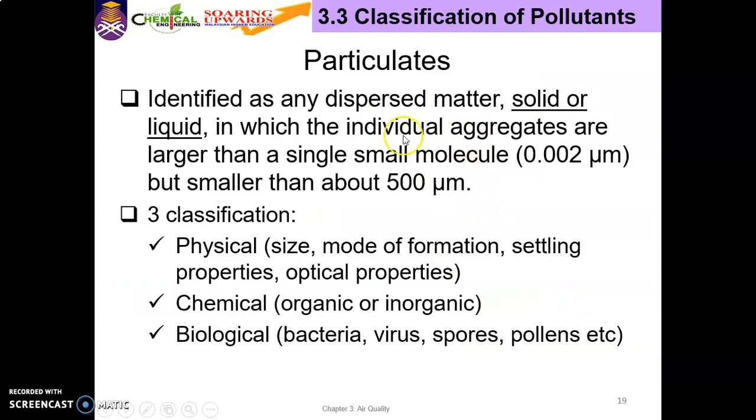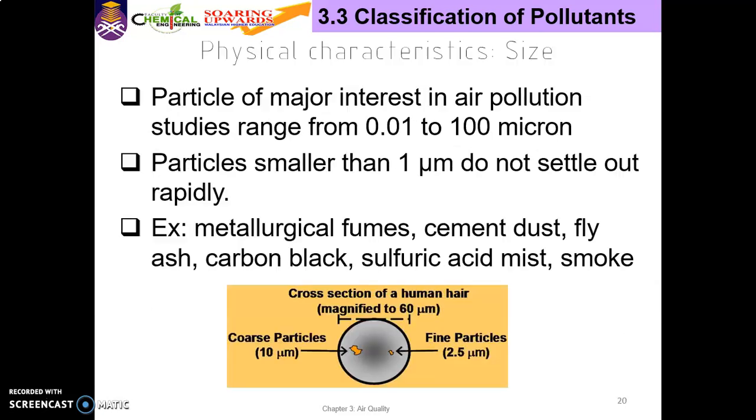For particulates, it can be in form of solid or liquid. Okay, and also either in a small size or larger, about 500 micrometer. So for particulate, three classifications involved. Okay, so we can look at either in physical. Physical means the size, mode of formation, settling properties, and optical properties. In chemical, we can look at either it is organic or inorganic. In biological, you can look whether it is in the form of bacteria, viruses, spores, or pollens.